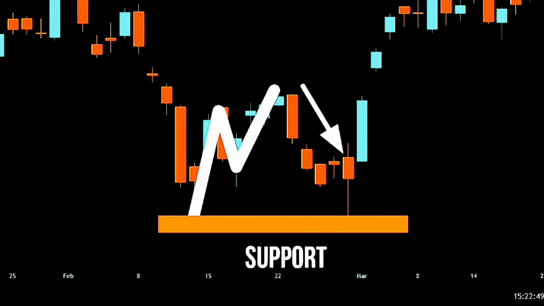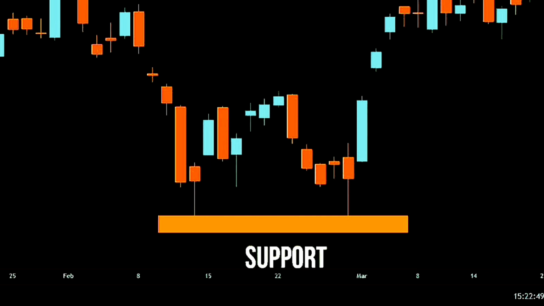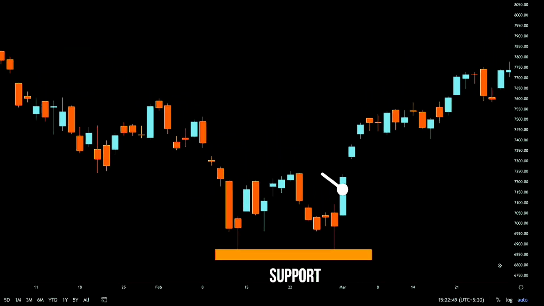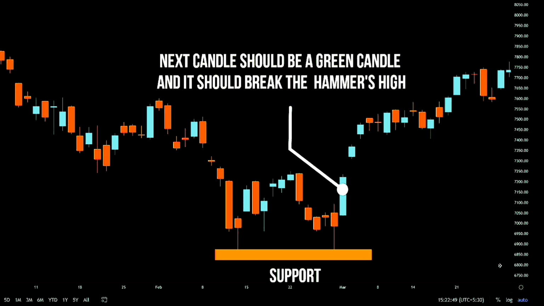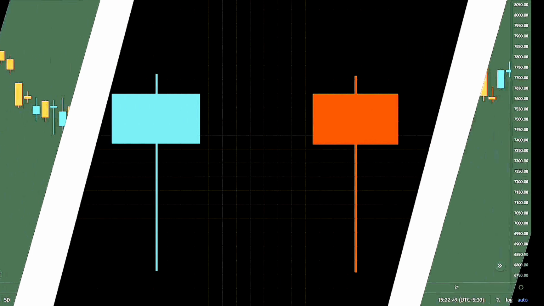Still, don't take a trade yet. Wait for the next candle to form. If the next candle is a green candle and breaks the high of the hammer, you can enter a buy trade here. Our next pattern is the hanging man.